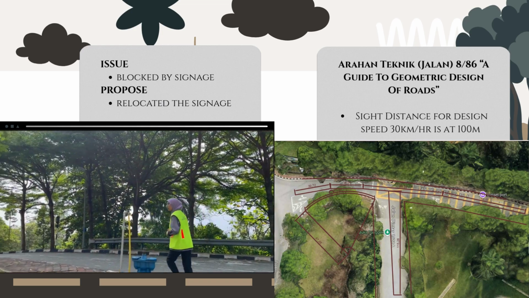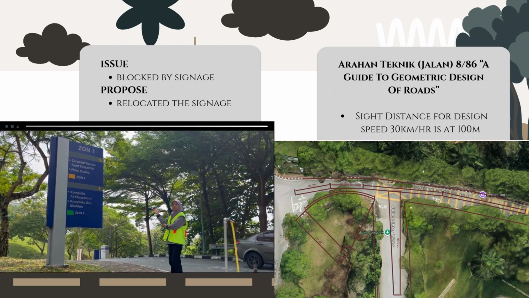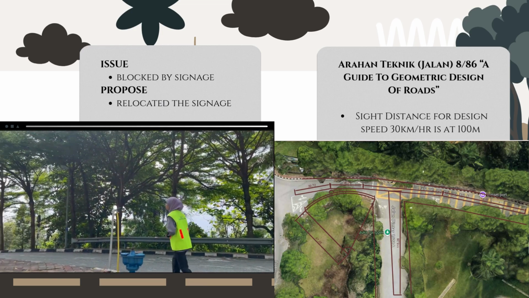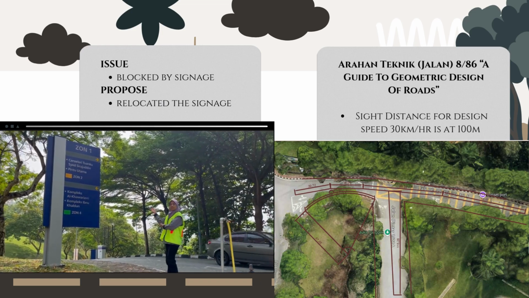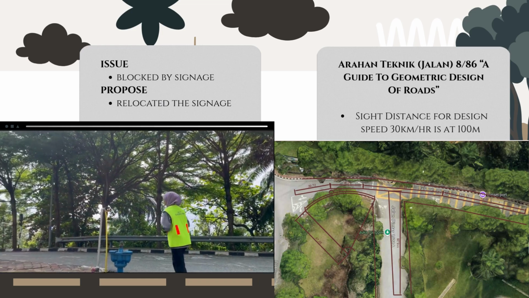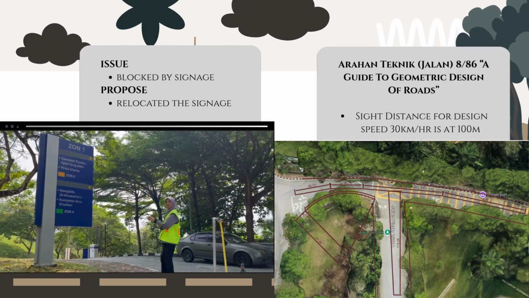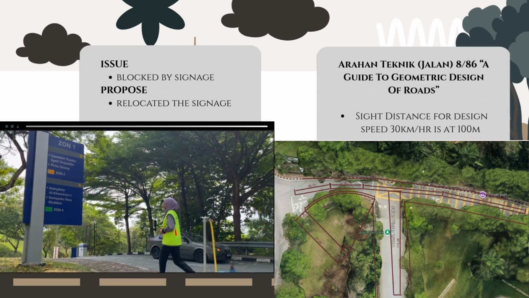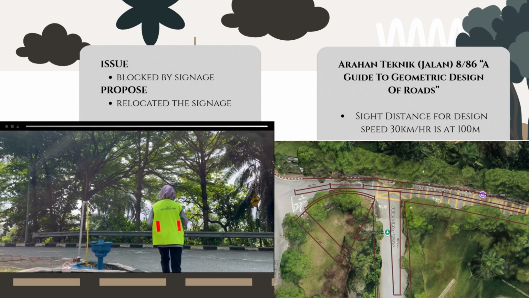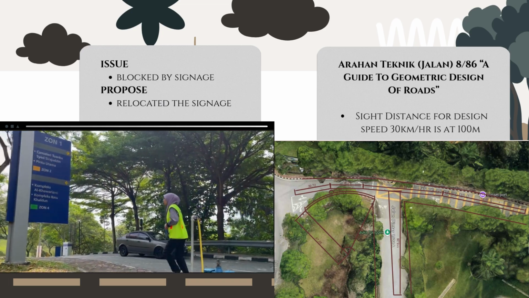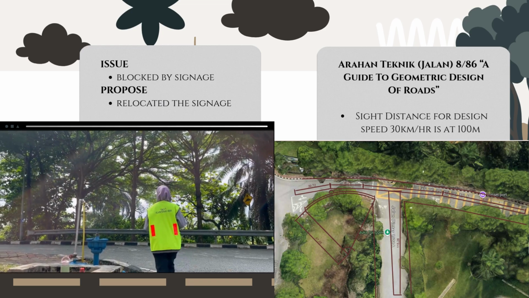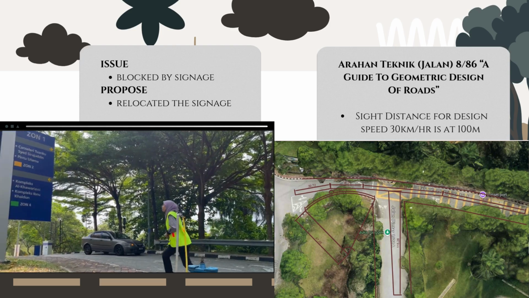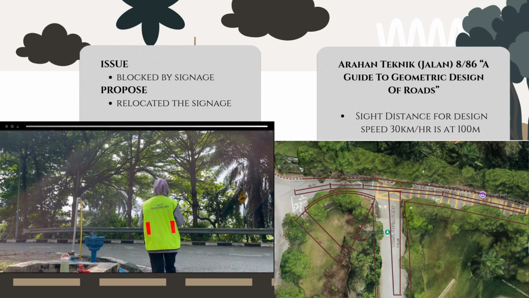At this study area, the issue is the driver's view or sight distance is blocked by a curve and signage near the crest of the hill. According to Arahan Teknik Jalan, sight distance for design speed 30 km per hour is 800 meter, while sight distance at the study area is 6 meter. We propose the solution by installing a warning sign or relocating the signage to avoid blocking the driver's view or sight.